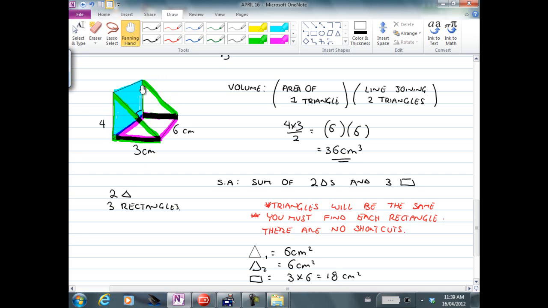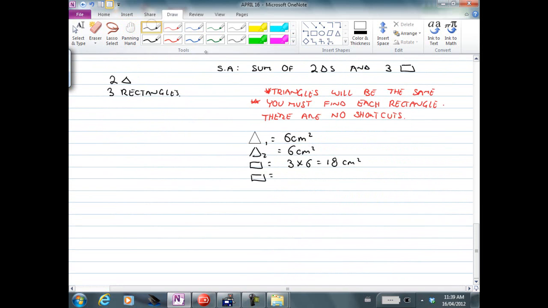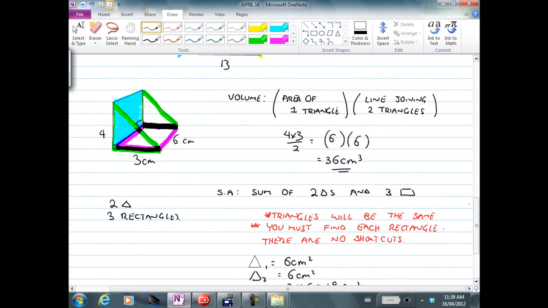This one. Karen, what is it going to be? 24 cm squared is correct. For this one, this is 4 times 6, which is 24 cm squared. I have one more I got to work with.